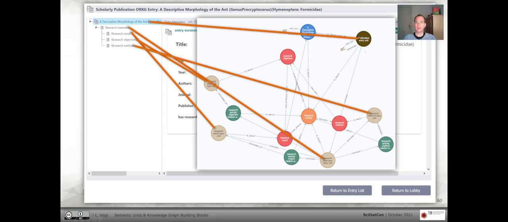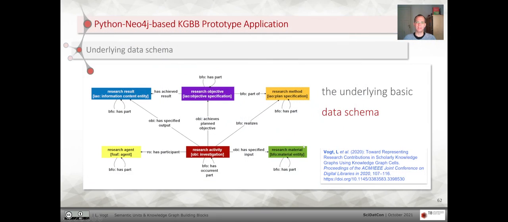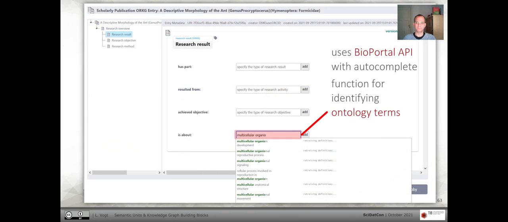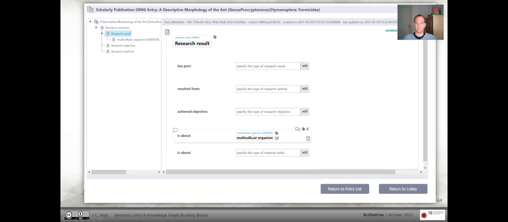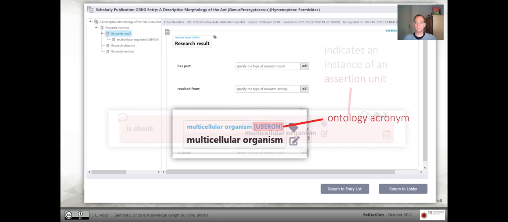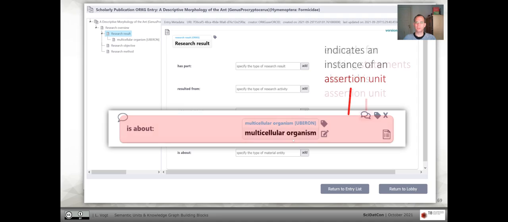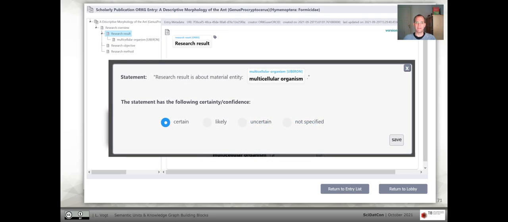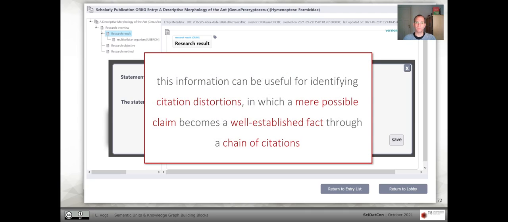Here you have the underlying data graph. Each semantic unit has its own node, and this is the actual data, which is based on a model for modeling scholarly information that we've published before. Now here you're at the research result page, and you can add what the research result is about. Then we have this resource here that has an instance label, class label, and ontology acronym. This indicates that it's an assertion. You can now make statements about this assertion unit. For example, you can specify the confidence level of that statement, which is valuable information for identifying citation distortions.